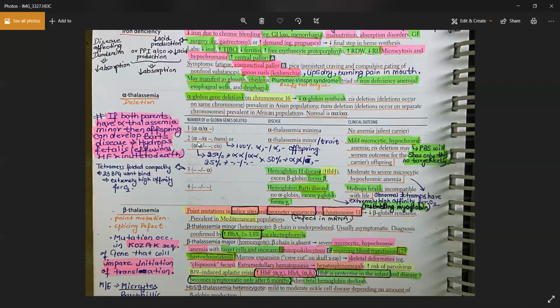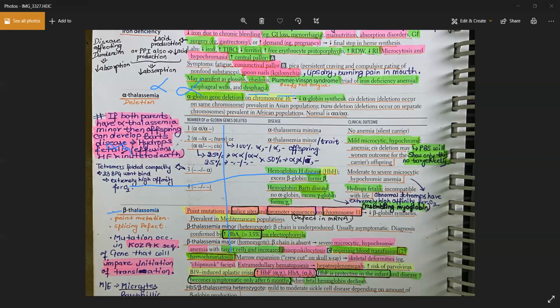Now, if we have a cis type of alpha thalassemia minor, then the parents can either transfer the alpha alpha normal, or they can transfer this no alpha at all. So if I want to draw the case, this is my Punnett square. This is for the alpha alpha normal. This is for the no gene at all. Similarly, the alpha alpha here, or rather no gene at all.